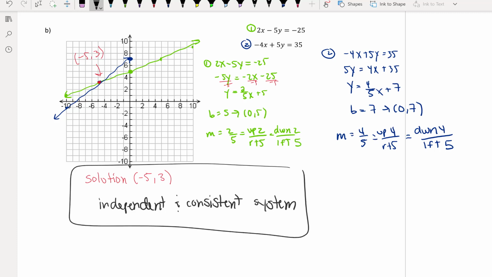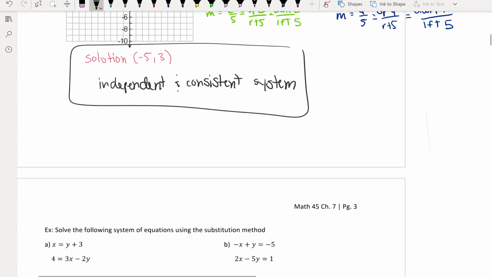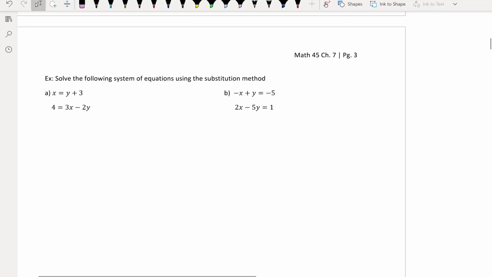Okay. Well, hopefully you guys are getting the hang of this. Now, let's move on to the substitution method. So you still have a system, but now we're not using graphs anymore. Instead, we're going to be using something called the substitution method.